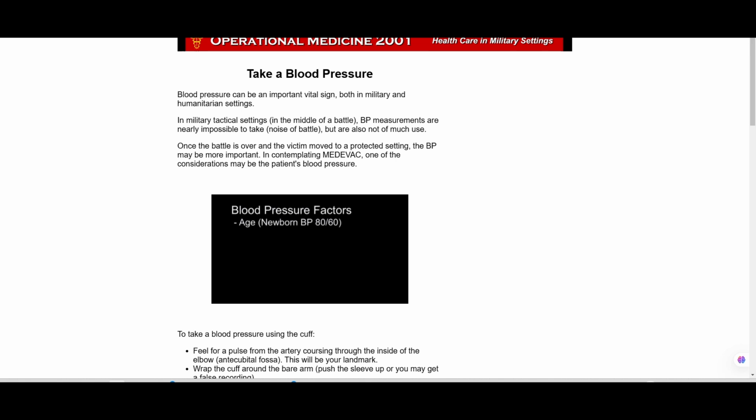A number of factors influence blood pressure values. The first is age. Children normally have a lower blood pressure at birth, about 80/60, which gradually increases until the age of 18 when it becomes equal to the normal adult pressure. Older adults frequently have high blood pressure due to a decrease in blood vessel elasticity. Gender is also important. Men have a higher blood pressure than women of the same age.